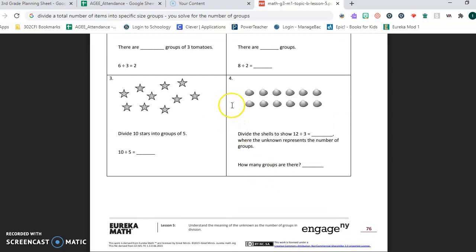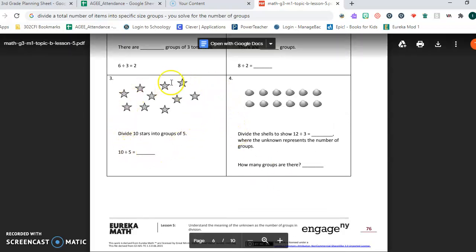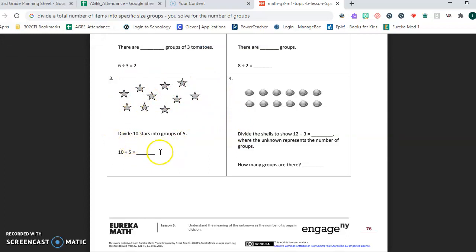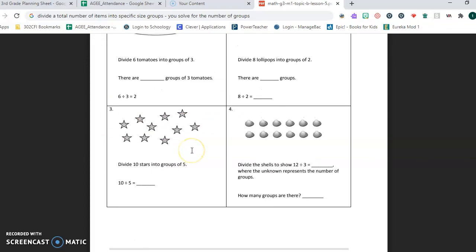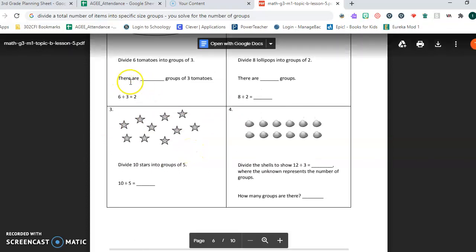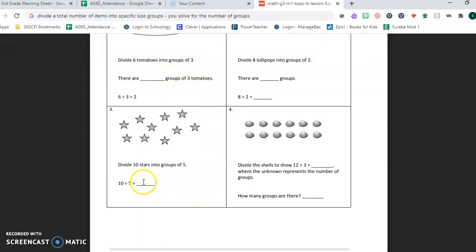So they basically give you 2 more examples of this, and they take away some of the things, like they don't give you the extra sentence here to help you, but they give you enough information to do the job. So we've got 10 stars that we're dividing into groups of 5, and what that looks like is 10 divided by 5 equals the number of groups.